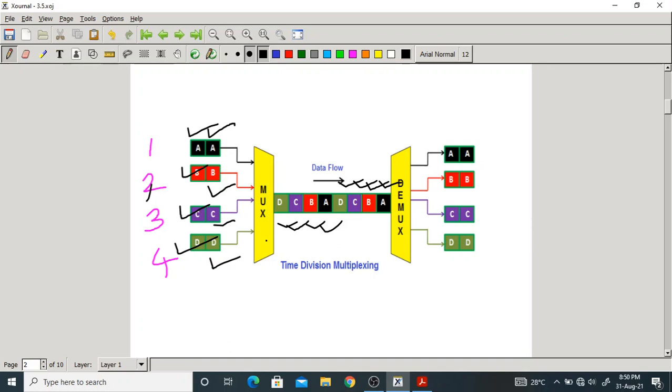In this way we are able to transmit multiple number of signals through the same channel by sharing the time. Now we do demultiplexing, obviously the reverse. We take A here, next B here, next C here, next D here. We do the reverse of multiplexing, and that is called demultiplexing.